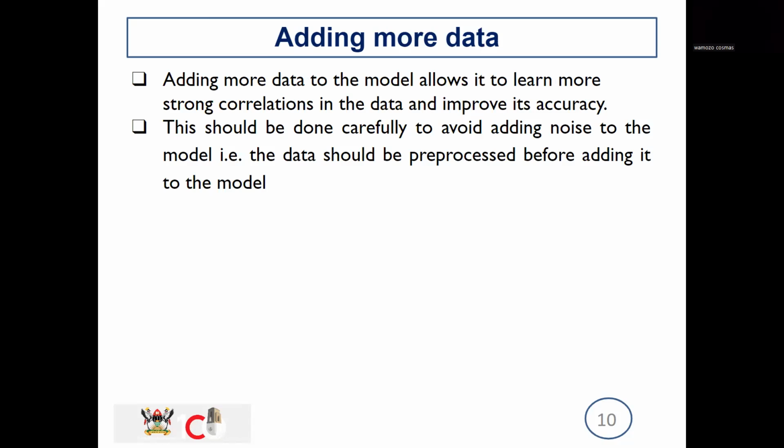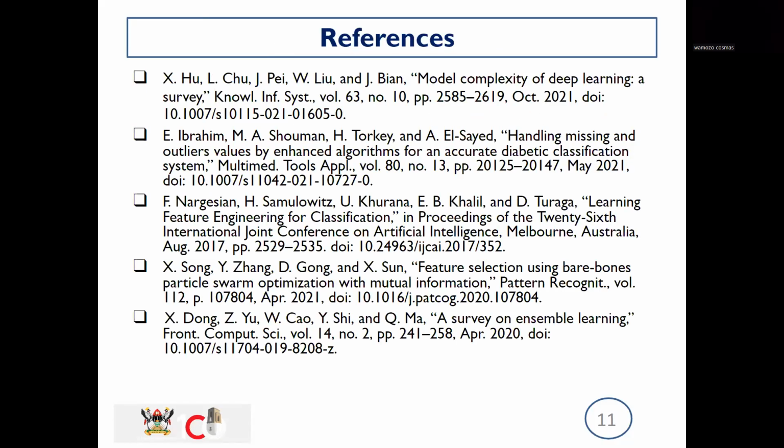Then the other point is adding more data. As you add more data, the model will learn more and it will increase its accuracy. Although this has to be done carefully to make sure that we don't introduce noise into the data set, which might lead to overfitting. So we have to pre-process the data and add more data to the model, and its accuracy will improve.